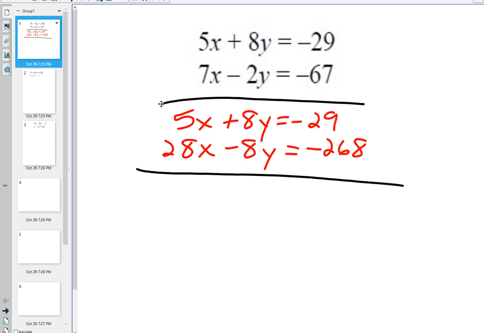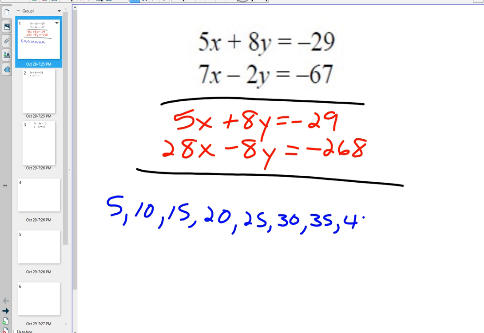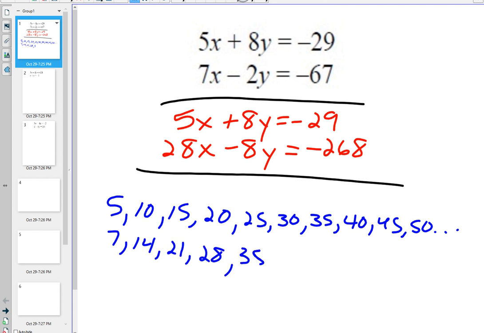Okay, let's try again. Yeah, I'll write them down for you. How about that? 5, 10, 15, 20, 25, 30, 35, 40, 45, 50, so on and so forth. 7, 14, 21, 28, 35, 42. I'm just adding 7 every time. What's the first one that's in common? 35. There's 35, there's a 35. So if the x's are going to match, it has to be at 35. So I would have to multiply each of those numbers by whatever it takes to make them a 35.